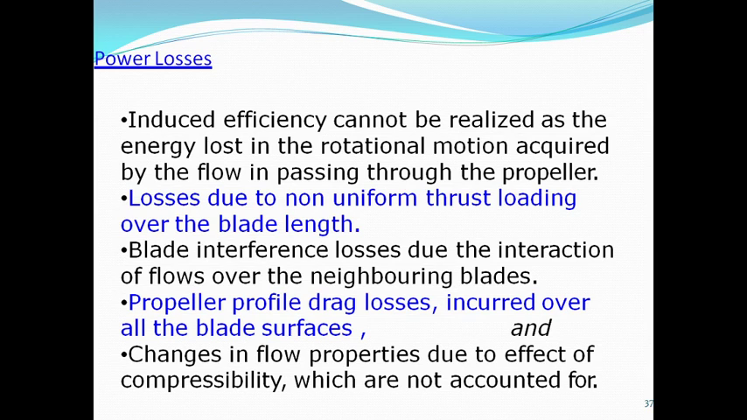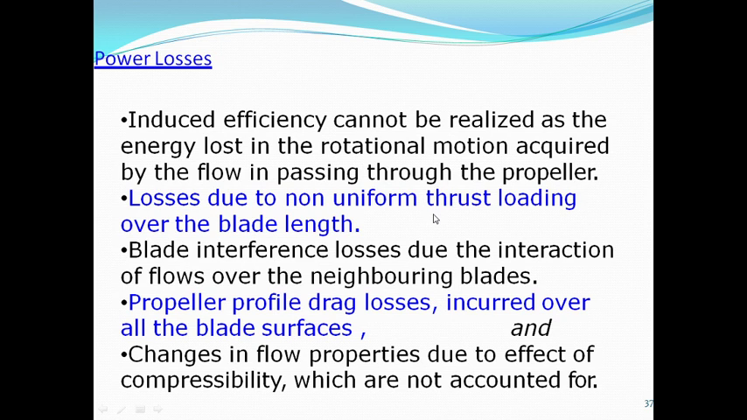Okay. Before going further, we need to consider the various losses here. In the propeller, there will be losses, basically. Losses in the sense that whatever assumptions we made in the theory don't really hold good in actual practice. So the performance we obtain from the theory will always be higher than the actual ones. We need to understand what assumptions we made and the corresponding consequences. These are the various losses we understand here.